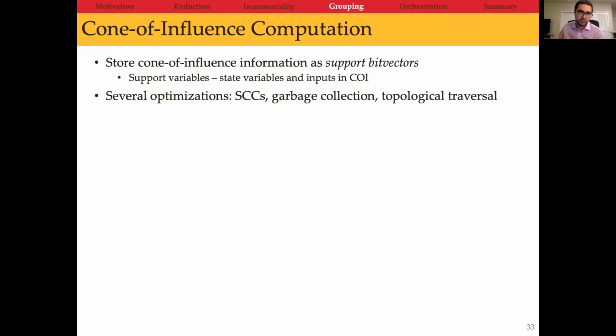Given this representation of the cone of influence as bit vectors, we had several optimizations for how we store and operate on these bit vectors. We merge all the support variables which form strongly connected components in the design into individual bits, which helps reduce the size of the bit vectors in memory. And for efficient computation, we performed frequent garbage collection for all nodes for which we have computed the cone of influence and which are no longer required to compute the cone of influence for the property.